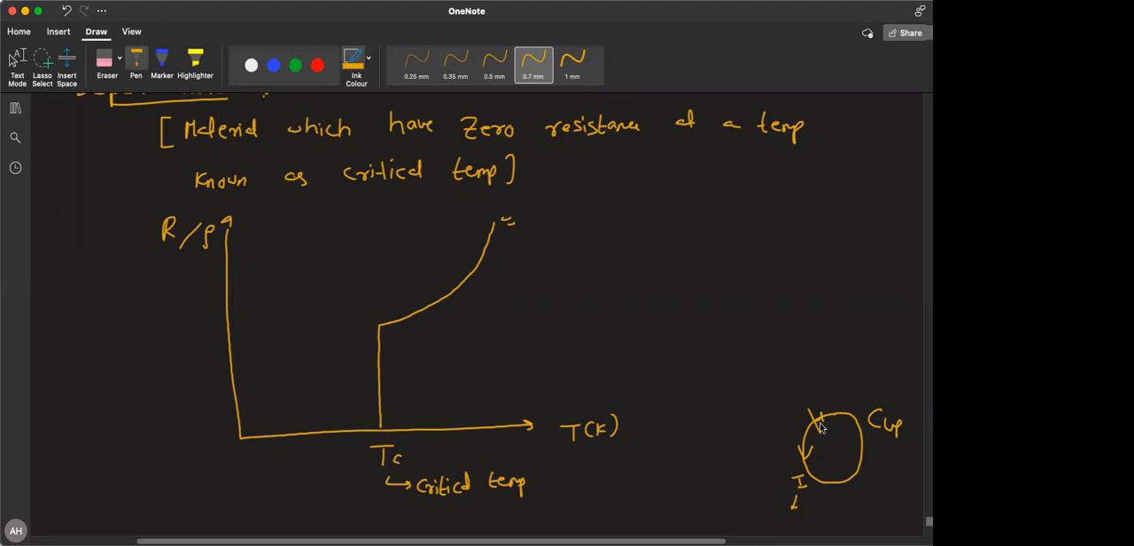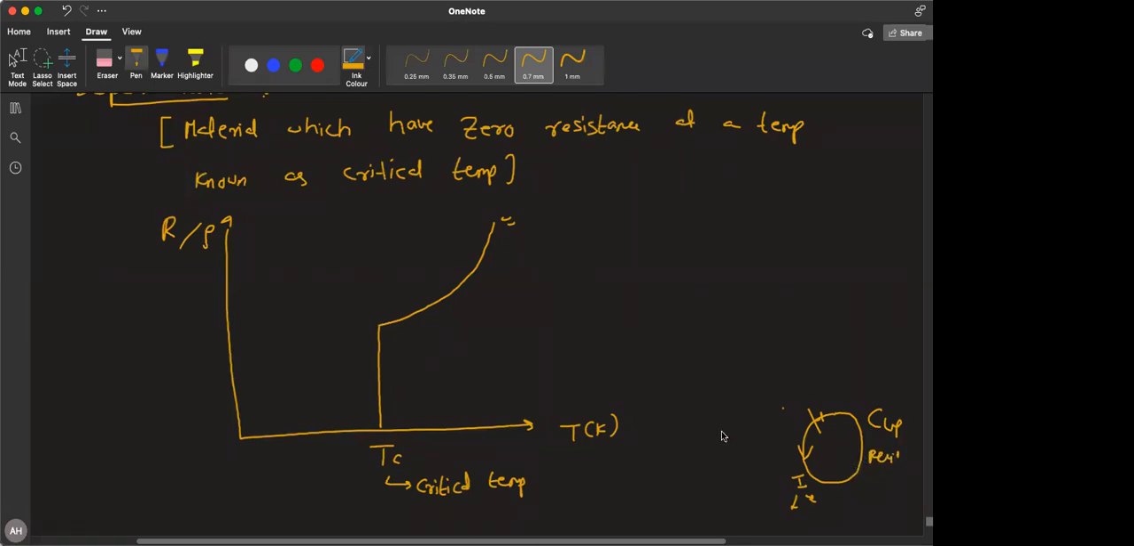Listen again. You take a circular loop. You connect this loop with a cell. Then you remove the cell. Some current is flowing through the wire. After some time, this current will reduce to zero. That means this electrical energy gets wasted in the form of heat due to resistance.